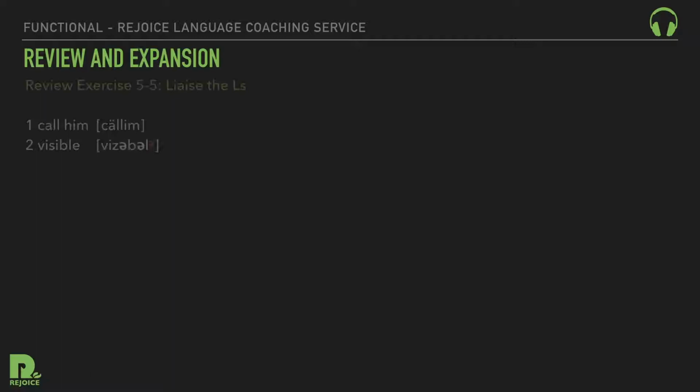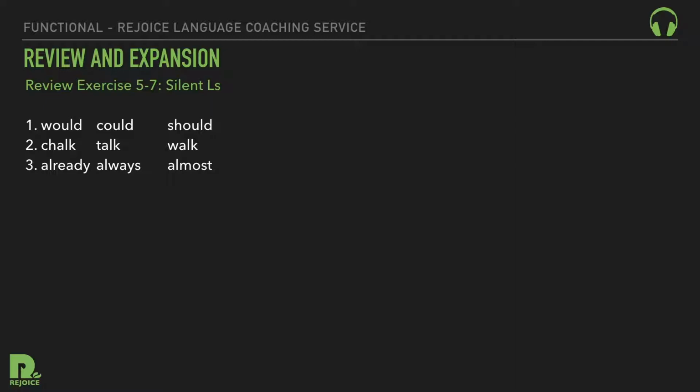Review exercise 5-5, liaise the L's. Call him, visible. Review exercise 5-7, silent L's. Would, could, should. Chalk, talk, walk. Already, always, almost.